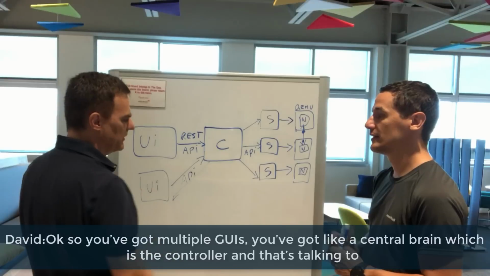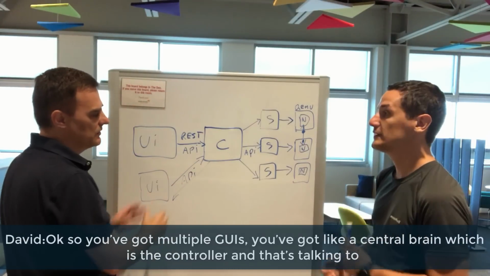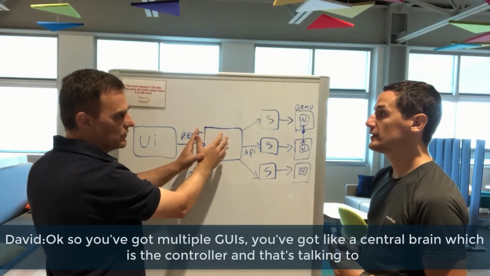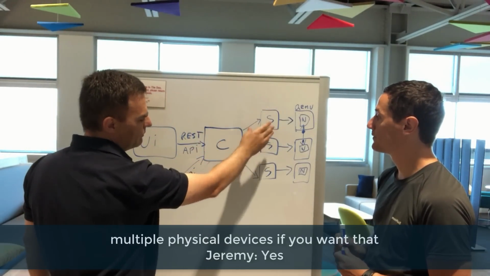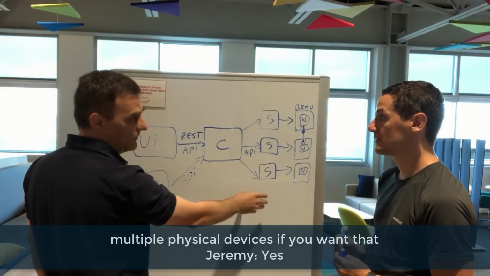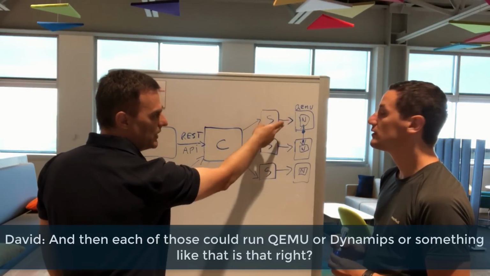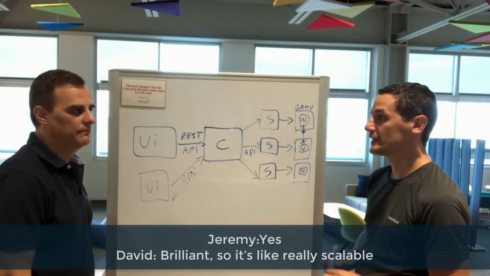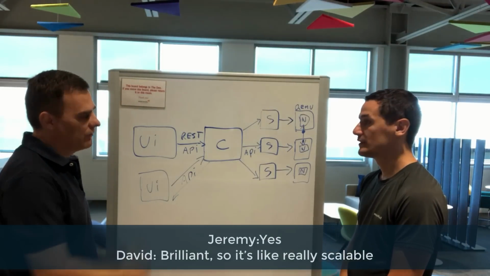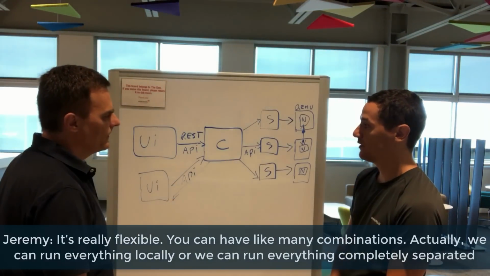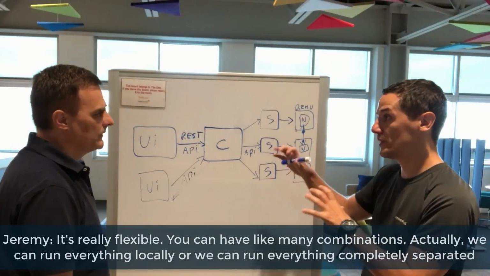Yeah, exactly. Oh, okay. So you've got multiple GUIs. You've got a central brain, which is a controller. Yeah. And that's talking to multiple physical devices, if you want that. Yes. And then each of those could run QEMU or Dynamips or something like that. Is that right? Yes, correct. Brilliant. So it's really scalable. It's really flexible, and we can have many combinations.